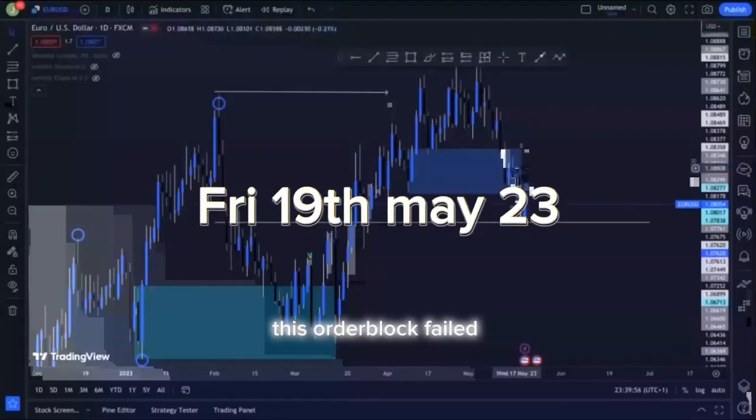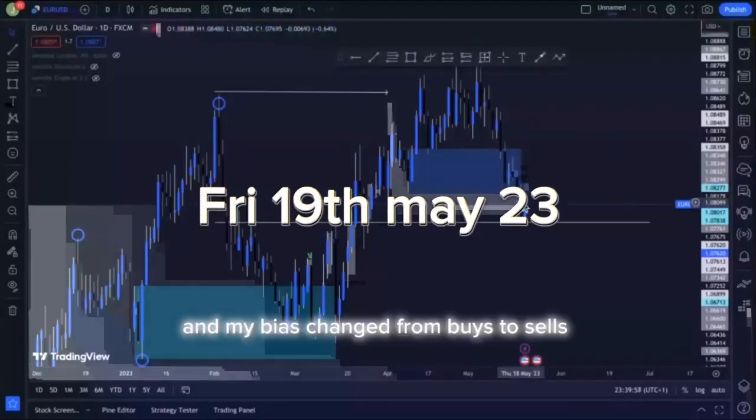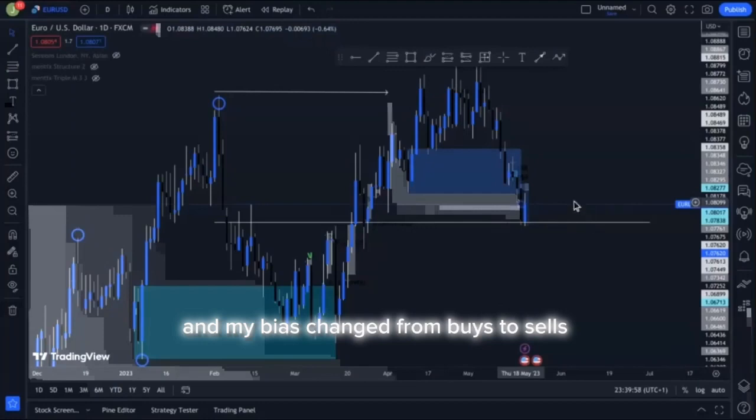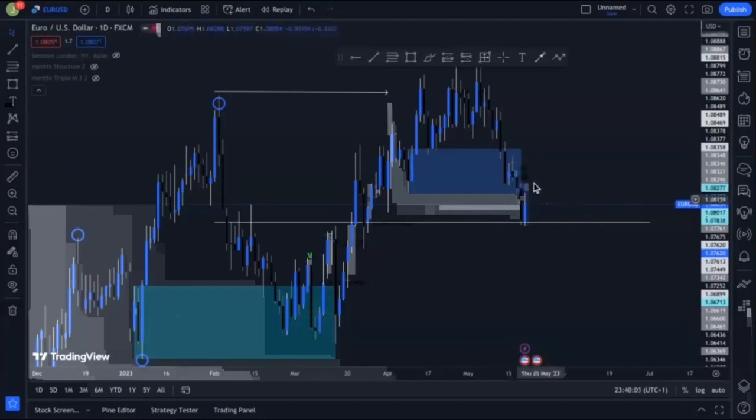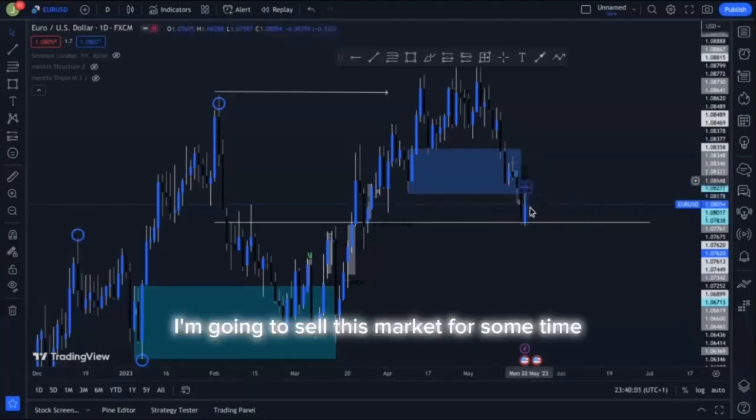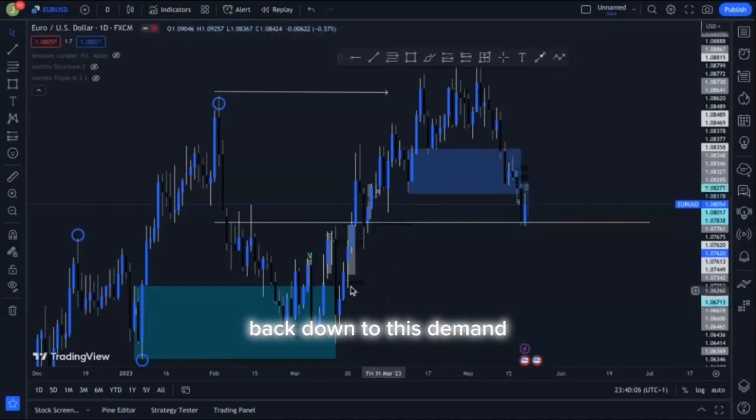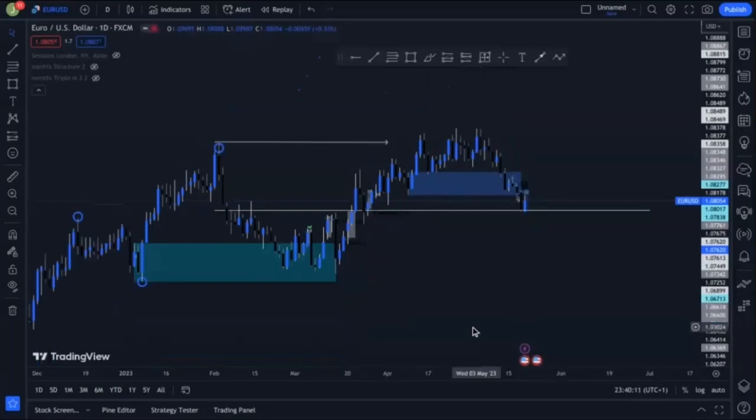This order block failed and my buyers changed from buys to sells. And I'm going to sell this market for some time back down to this demand. Why am I doing that? Okay, I'll explain it.